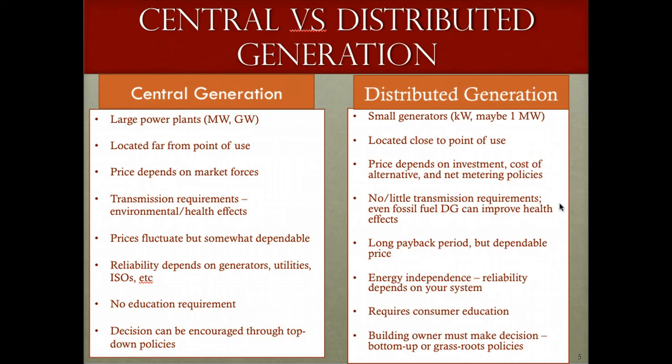Even small fossil fuel generators can improve the health and environmental effects associated with electricity generation because they eliminate the need for transmission wires. Typically, the person who is using the energy must make the investment in distributed generation options, and this can involve a long payback period to capture the benefits of a large upfront investment. The price of energy then depends on the cost of the investment and the terms of the loan used to pay for the investment. It also depends on what policies are in place to encourage investment, such as net metering policies, which encourage people to install wind and solar options.